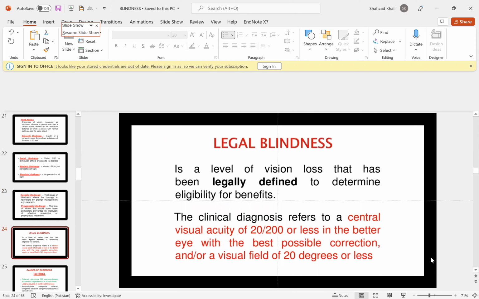Legal blindness is a level of vision loss that has been legally defined to determine eligibility for benefits. The clinical diagnosis refers to a central visual acuity of 20 by 200 or less in the better eye with the best possible correction and/or a visual field of 20 degrees or less. So the thing to remember is legal blindness has the value of 20 by 200.